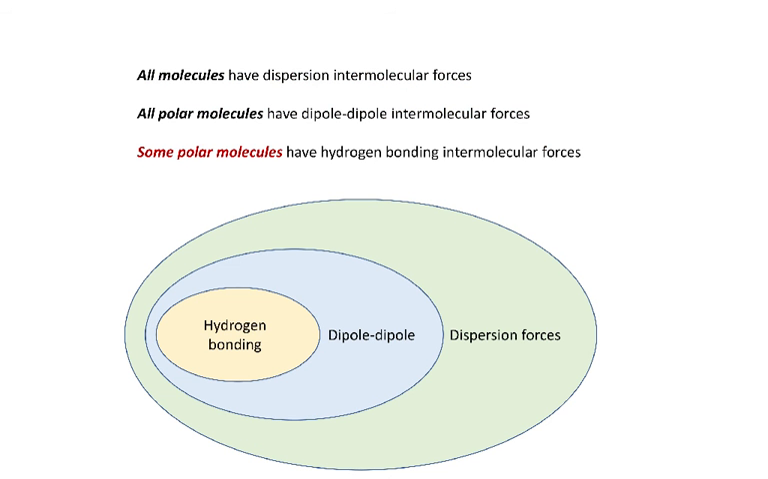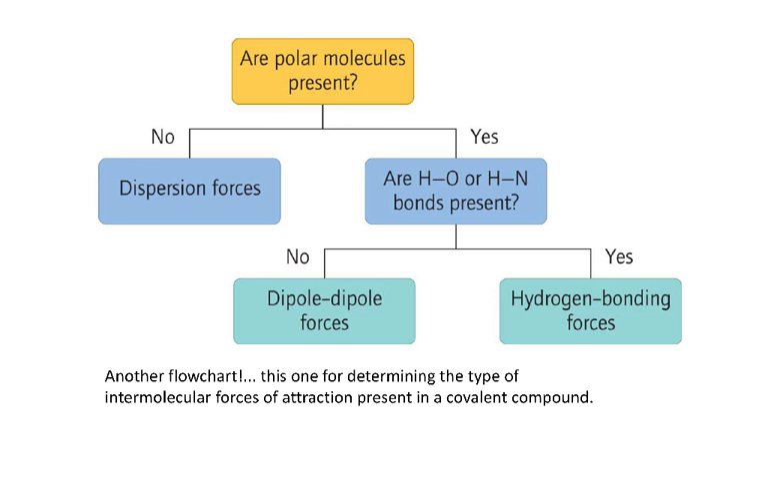So I made a little nested diagram here to think about intermolecular forces. Dispersion forces is the largest category. All molecules have dispersion forces. And then a subset of those, which would be just polar molecules, have dipole-dipole intermolecular forces. And then a subset of those, which are the strongest bond dipoles, have hydrogen bonding intermolecular forces. And we'll end with another flow chart for determining the type of intermolecular force of attraction.